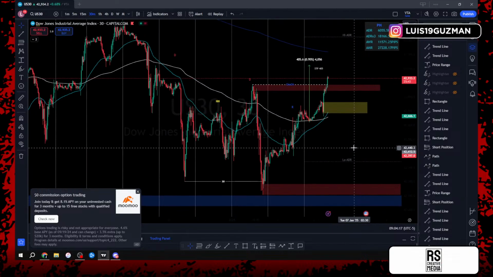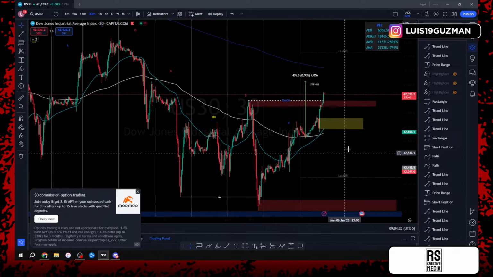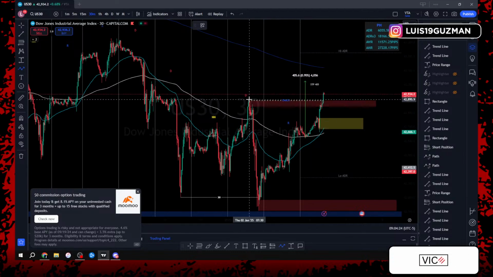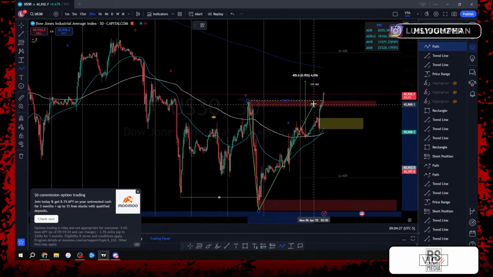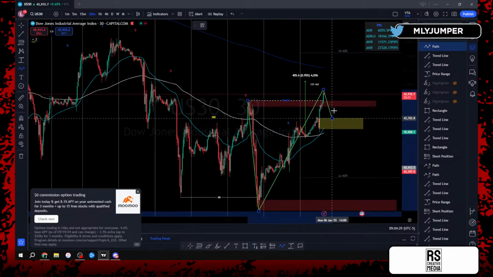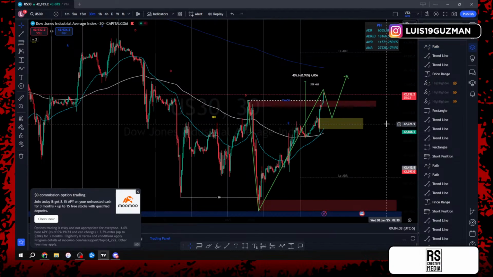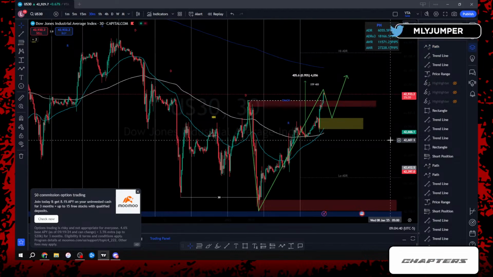So the most ideal thing for price to do now, what I would love to see price do, is do something like this. This is what I would like for price to do. This is what I'm looking for. Now, if price decides to just continue the push to the top side and it doesn't give us the opportunity to take a trade, then it's all good. It is what it is, right?